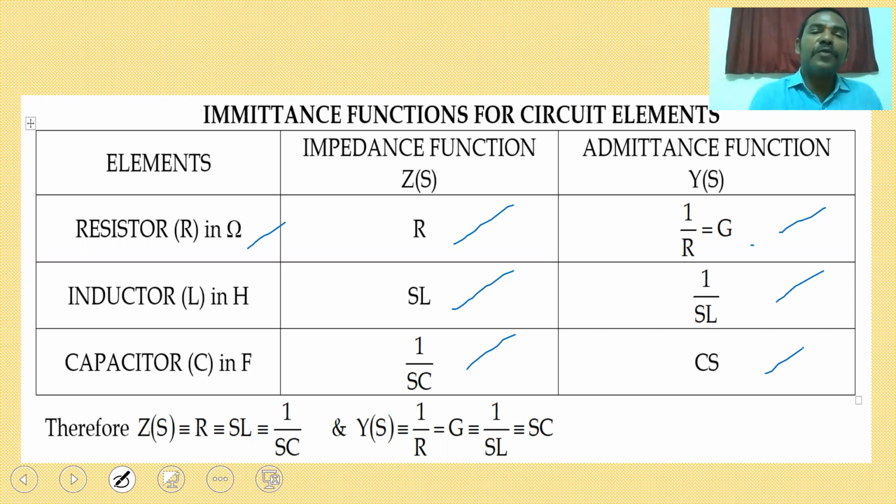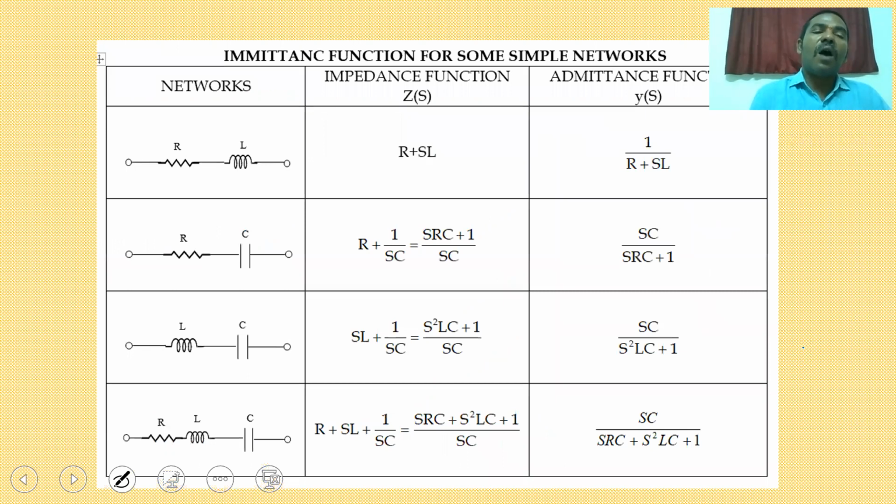So similarly, a few more examples. R and L are connected in series. Generally you can write the impedance is R plus S times L. So the admittance is 1 by R plus S times L. Similarly for an RC circuit, R plus 1 by SC, so S into RC plus 1 divided by S into C. So the admittance is SC divided by S into RC plus 1.